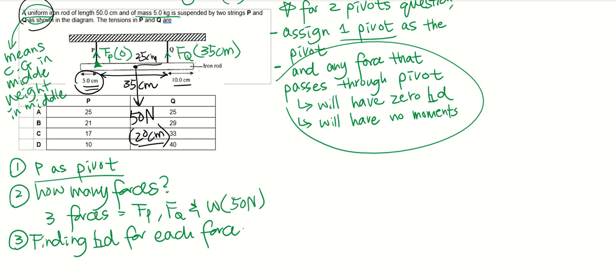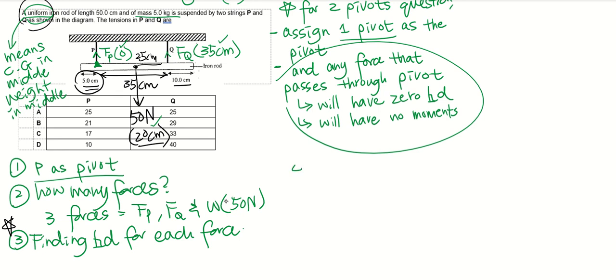And with that, the more difficult part is solved. Step 3, finding the perpendicular distance, is always difficult. So make sure you understand why the perpendicular distance of Fp to pivot P is 0, for Fq is 35 cm, and for weight is 20 cm.